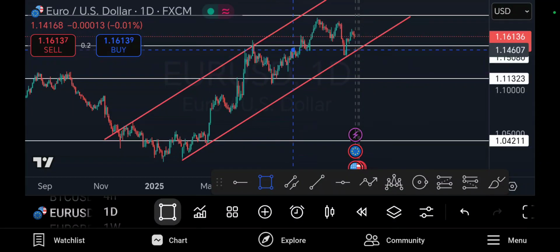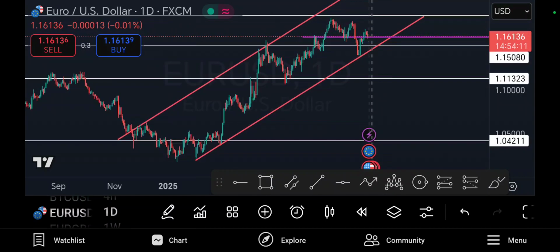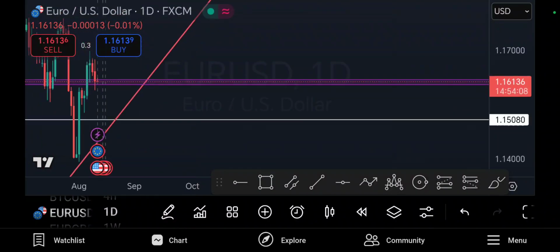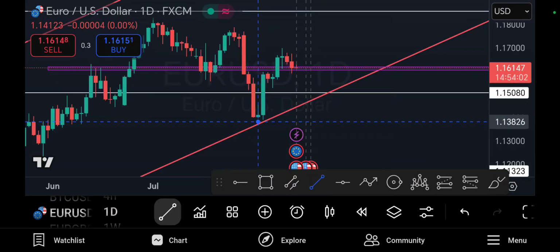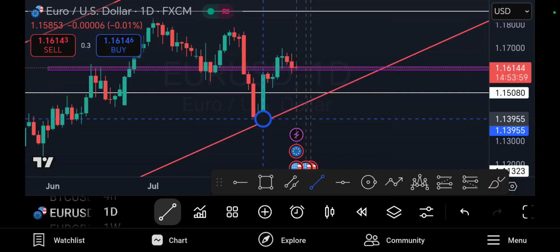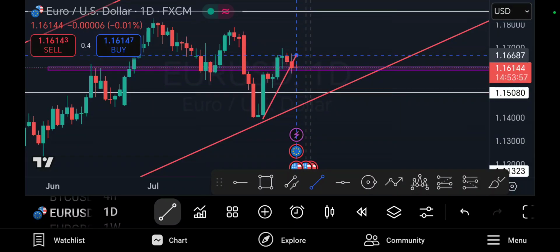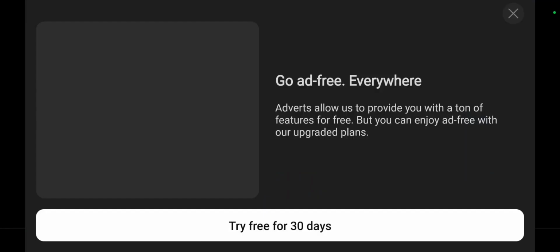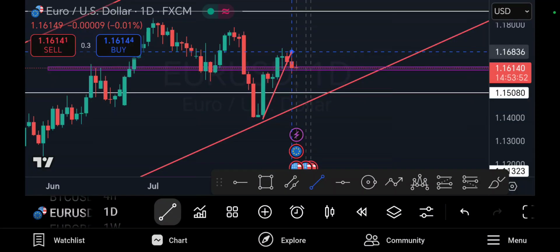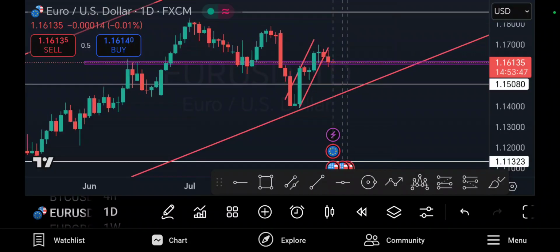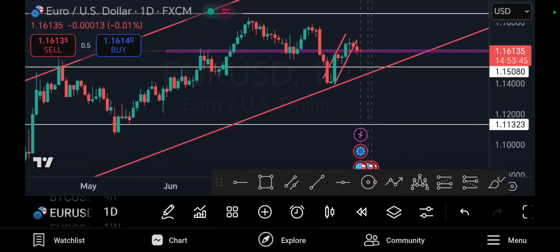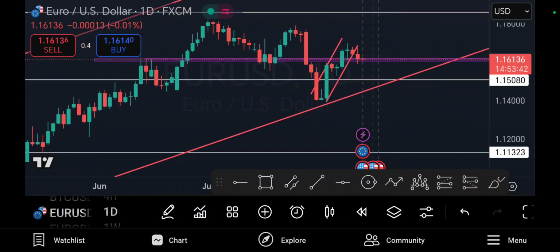Cool. But as we can see here, there's a zone there. But as I've said in the previous videos, this pattern formation is a very strong pattern formation. It's a very strong reversal pattern. I mean, it's a continuation, sorry. It's a continuation. So we have that on the daily, ne? We have that on the daily.